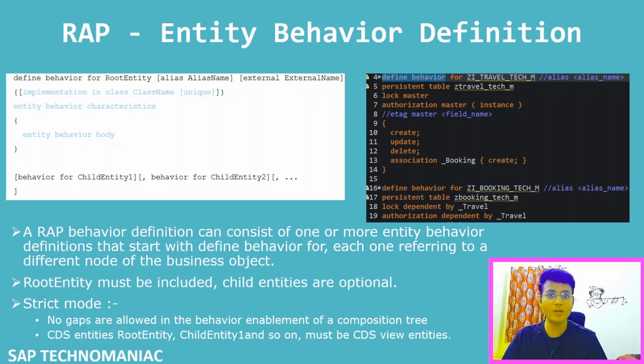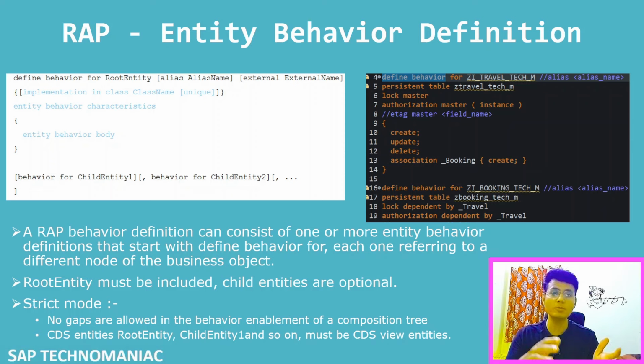So where are we going to implement them? In this particular class. This is the implementation in class, and we have to give the class name. This class is also called the behavior pool. There are different types of classes, which we will discuss in an upcoming video. So as of now, just understand that whatever we define here in the behavior definition, we will implement in a class, and that class is called the behavior pool.